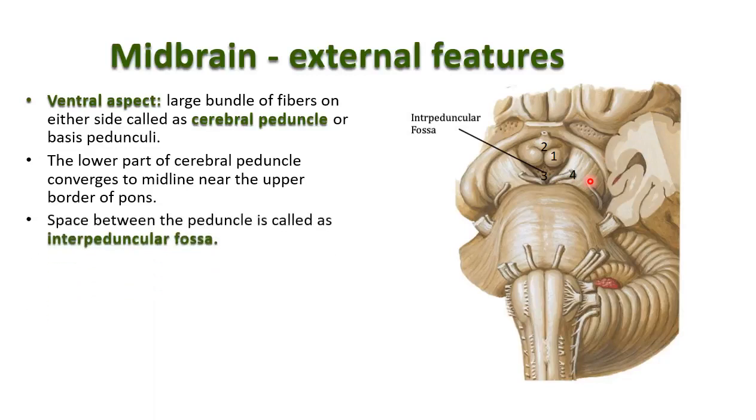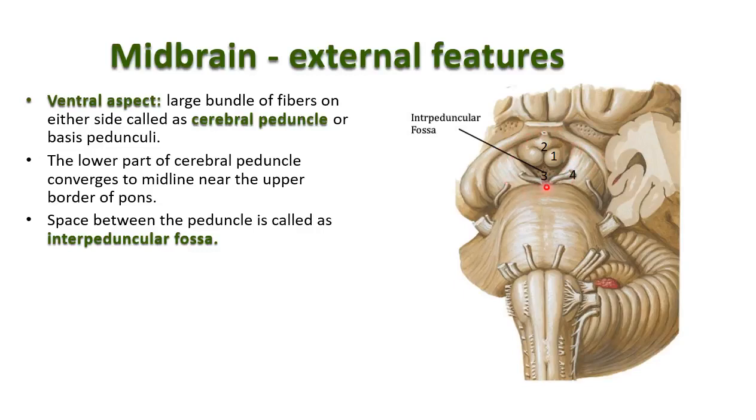The space between these two cerebral peduncles is called the interpeduncular fossa, which is bounded laterally by the cerebral peduncles, in front by the optic chiasma and also by the optic tract, and below by the superior border of the pons.